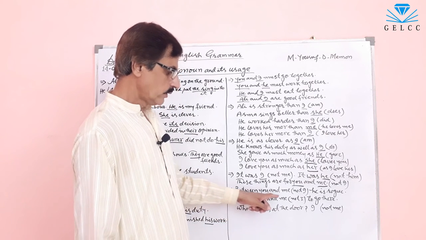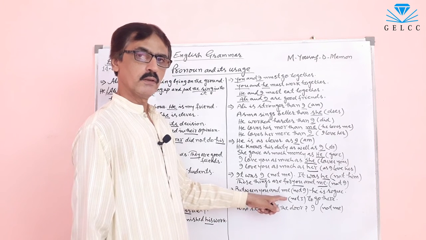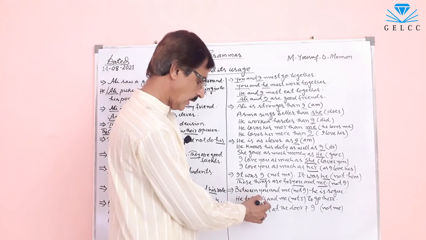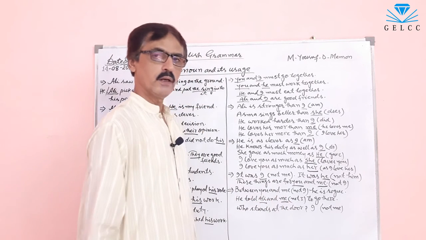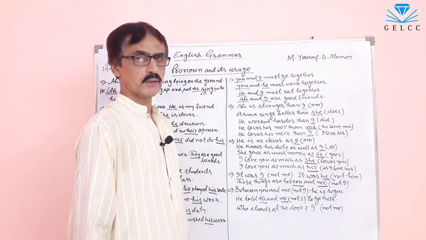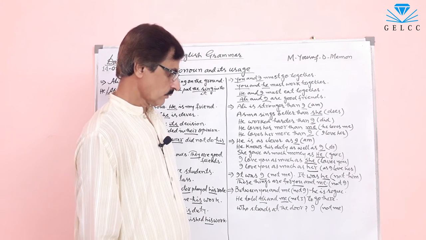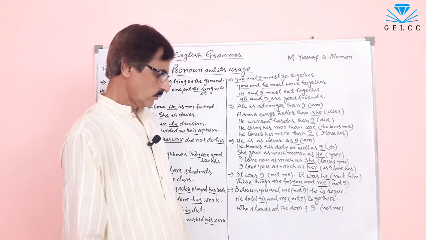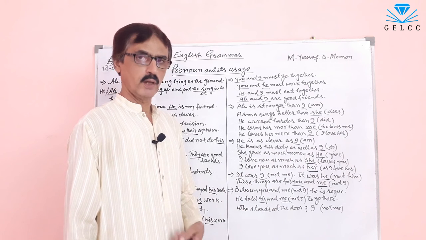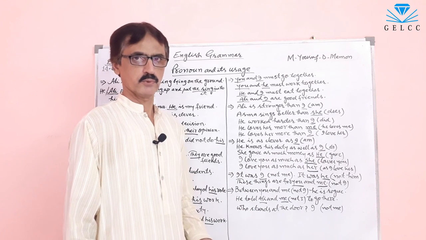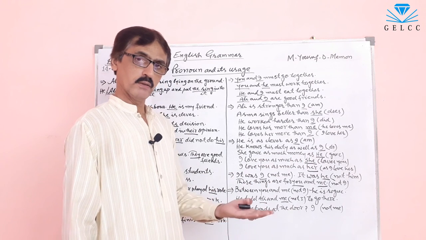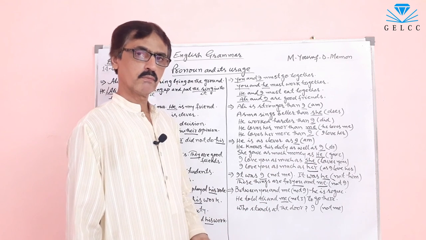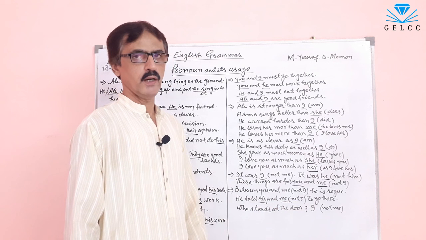He told Ali and me, not I, because Ali is object, the pronoun will be object, not a subject, to go there. Who stands at the door? I, not me. This is a question. Who stands at the door? I stand at the door. So the answer will be I, not me.